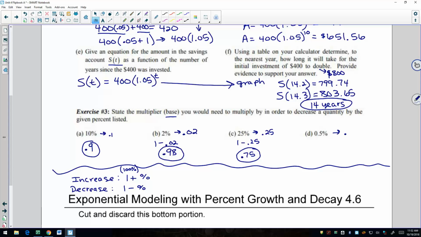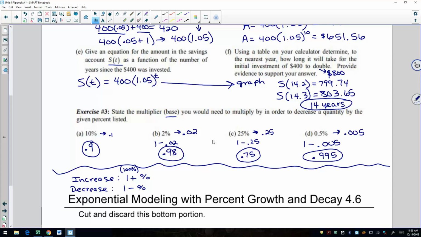0.5% is 0.005 as a decimal. So when you do 1 minus 0.005, that turns out to be 0.995. So it's going to be close to 1 because you're only losing half of a percent. Okay, so that's it for lesson 4.6. We're going to talk a lot about exercise 3 in the next lesson.